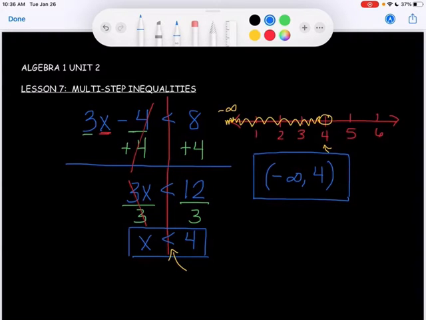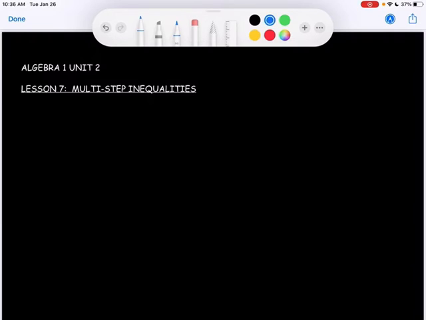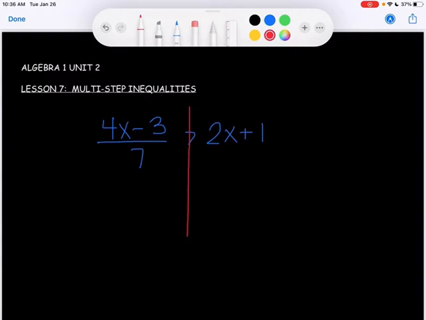Okay, let me do one more. Okay, let's say we have 4x minus 3 over 7 is greater than 2x plus 1. So I'm going to draw my vertical line. Now we've got variables on both sides here, so we are going to have to get those together.